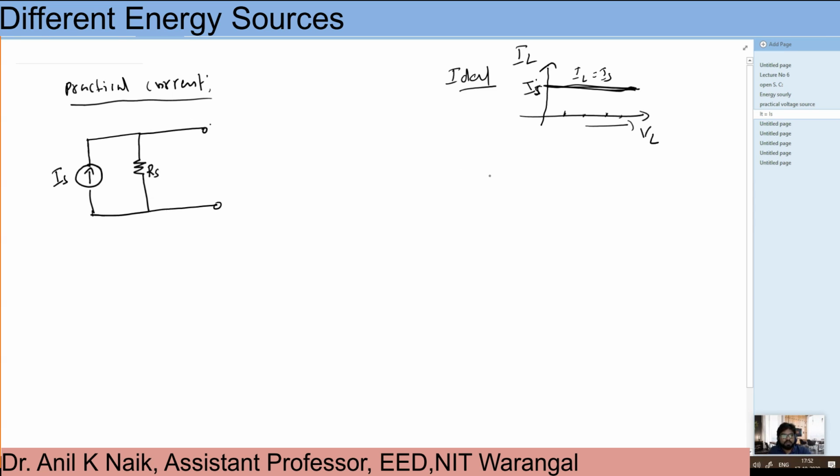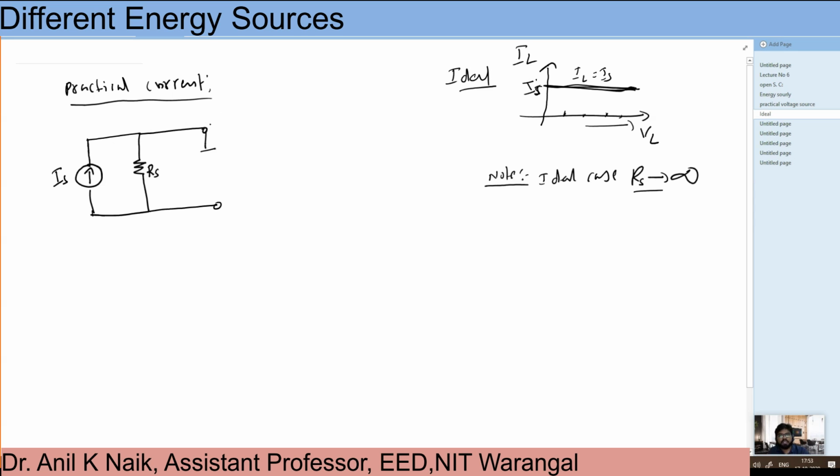We need to remember one note here. In the ideal case, the internal resistance RS of the current source is infinite. That's why we are not taking this RS in the ideal current source. But when you consider the practical current source, it has some resistance, which has been represented in this manner here.